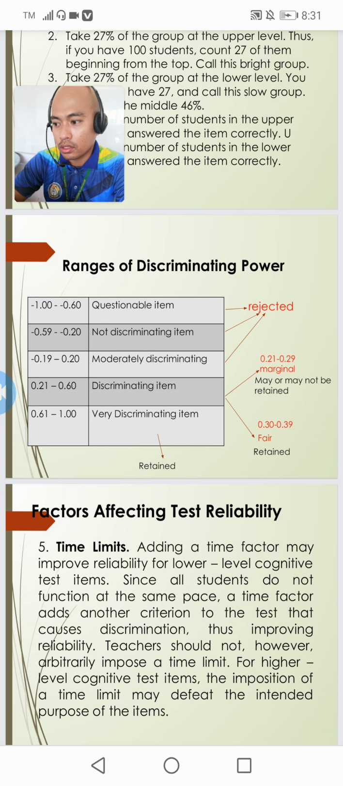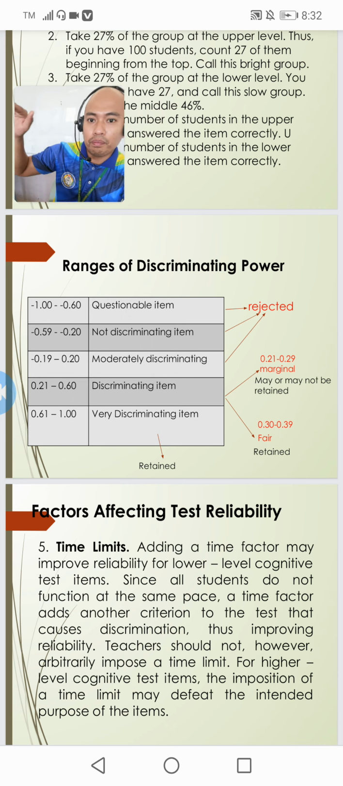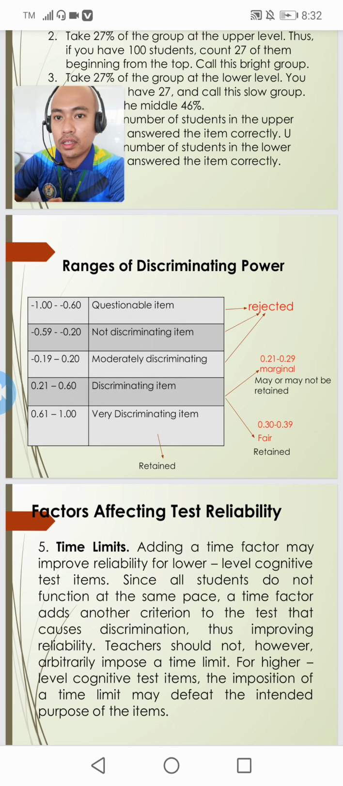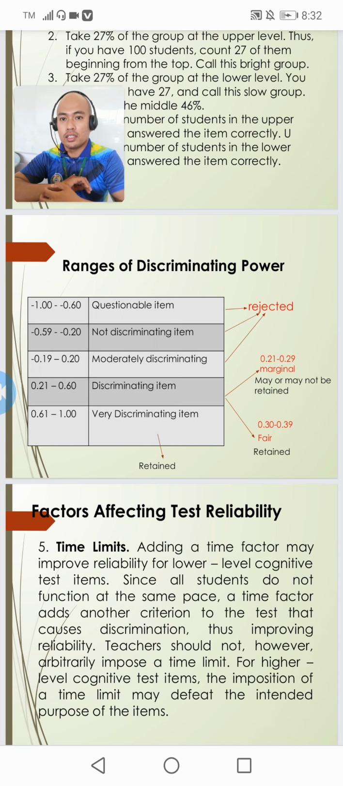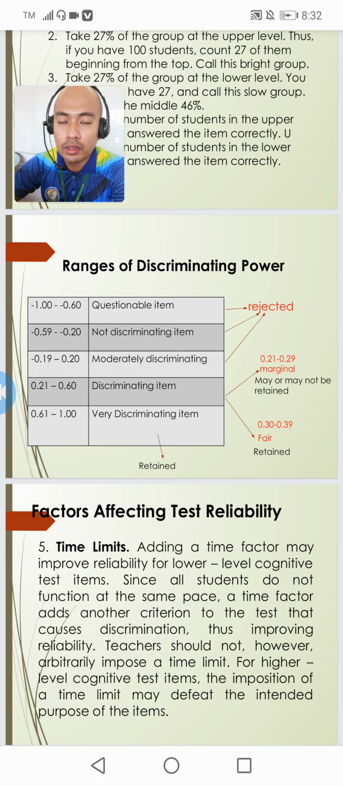Okay? So, how about yung 0.40 up to 0.60? Yung 0.40 up to 0.60, that will be considered as a high level discrimination, so the item will also be retained just like the fair. So from fair up to the very discriminating item, in that case, we will be retaining the items as it is. So this is all about the discriminating power.